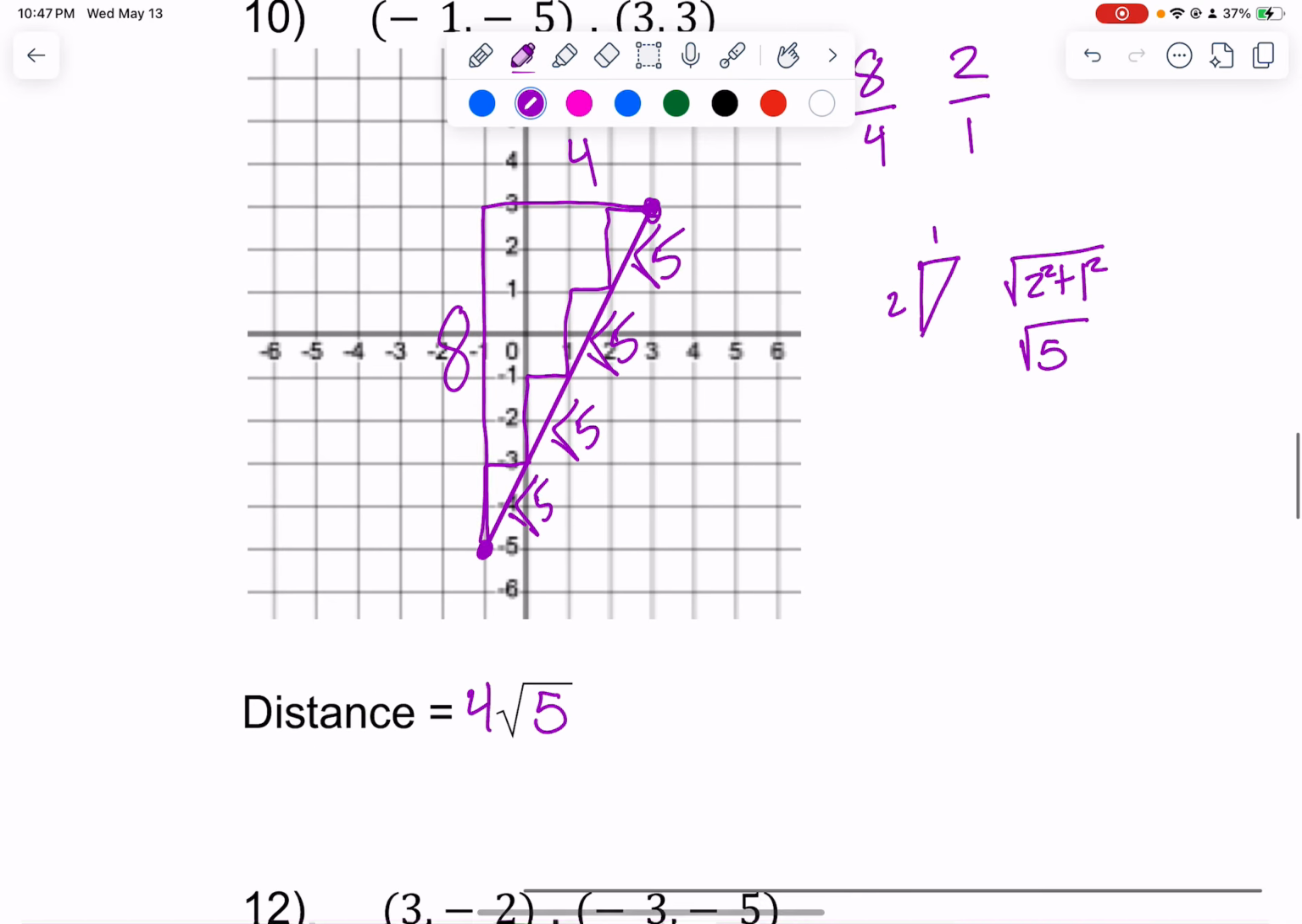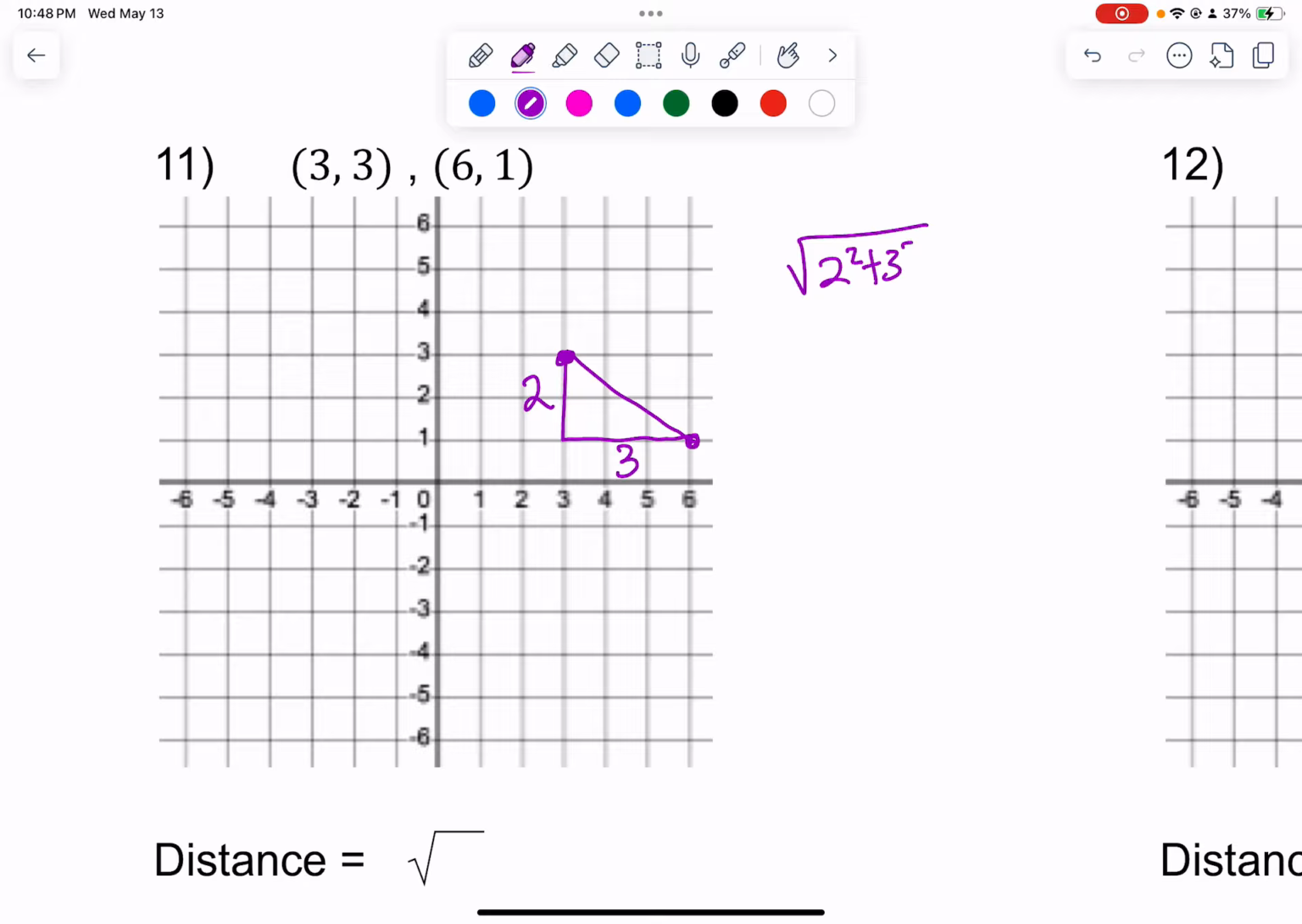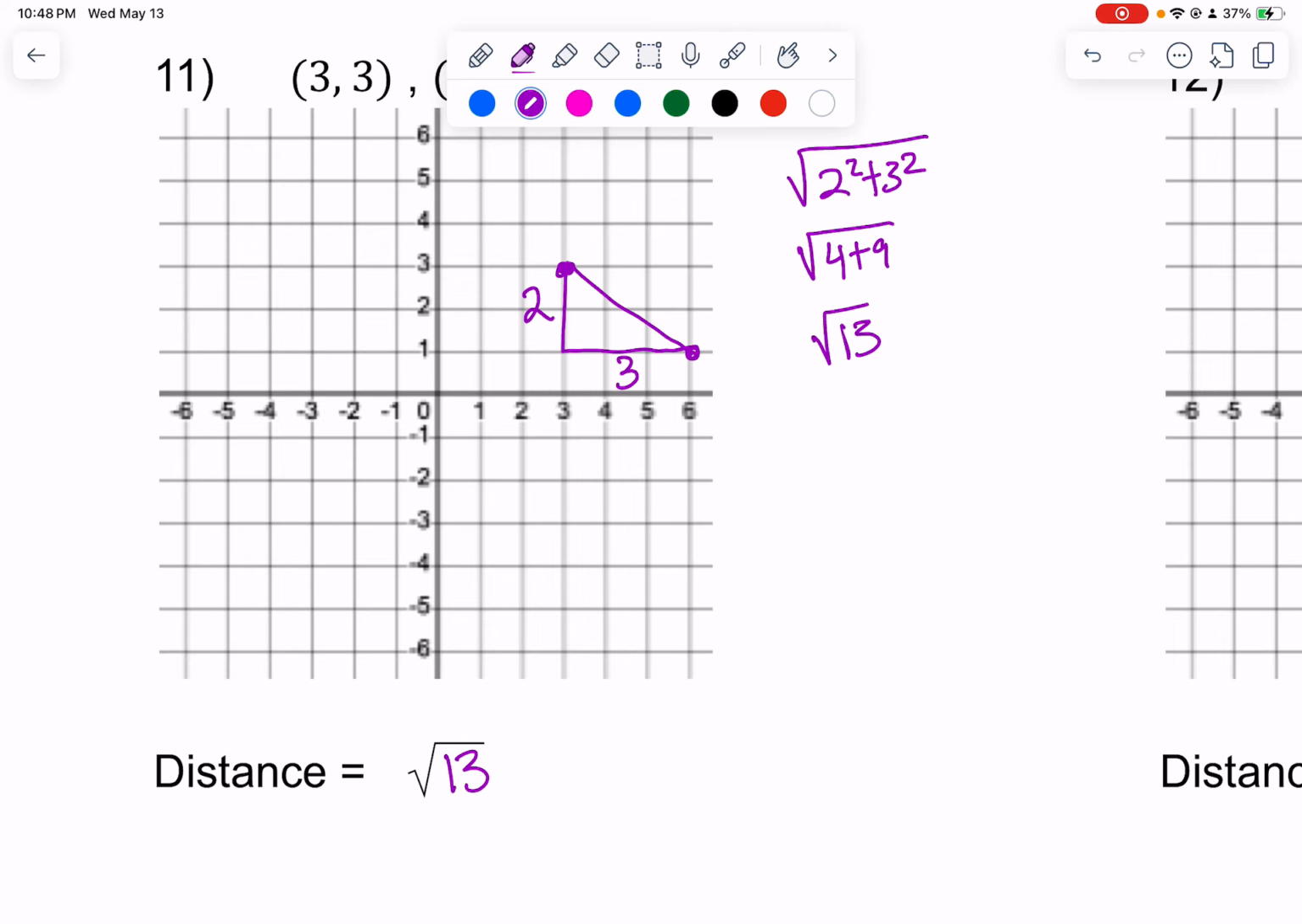Excellent. Now we have a 3, 3, and a 6, 1. What do you know? Now we have an already simple step because it's just a 2 and a 3, and that cannot get simpler. That's the simplest version of that slope. So that would mean I have 4 plus 9, or square root of 13. Square root of 13 cannot simplify.